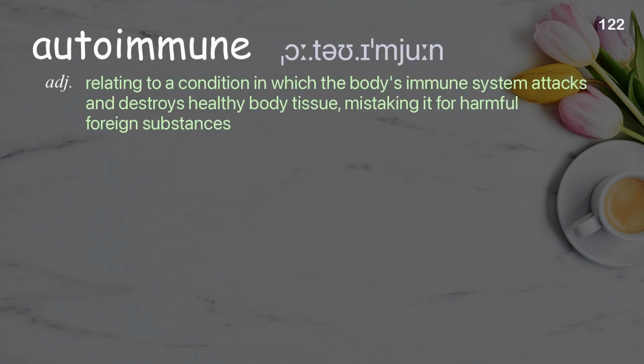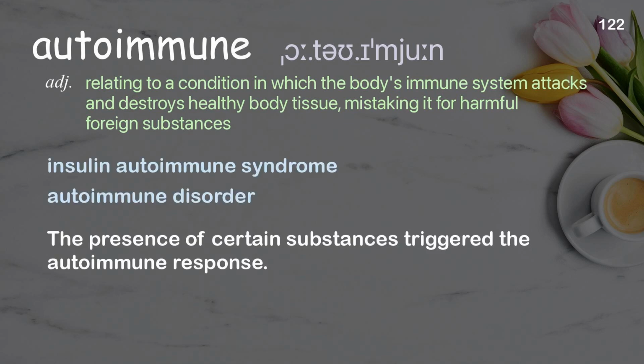Autoimmune. Relating to a condition in which the body's immune system attacks and destroys healthy body tissue, mistaking it for harmful foreign substances. Examples: Insulin autoimmune syndrome. Autoimmune disorder. The presence of certain substances triggered the autoimmune response.